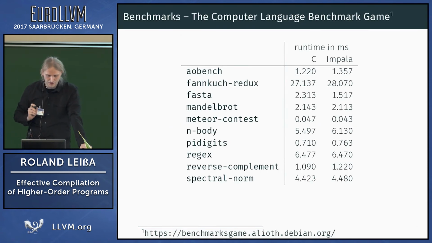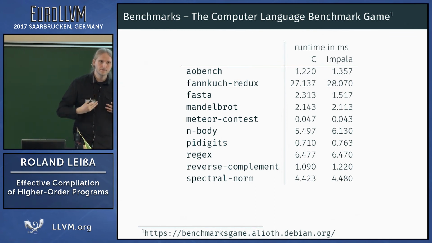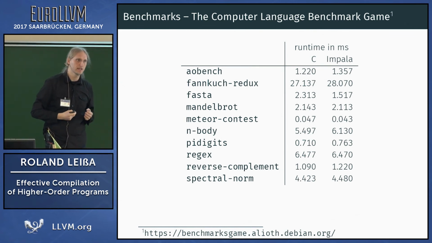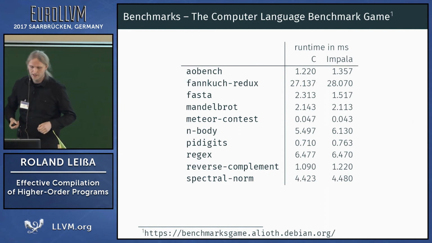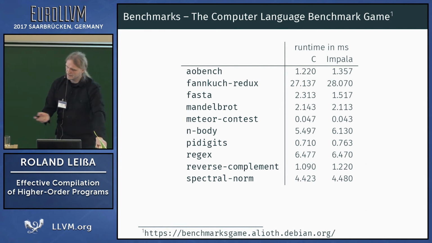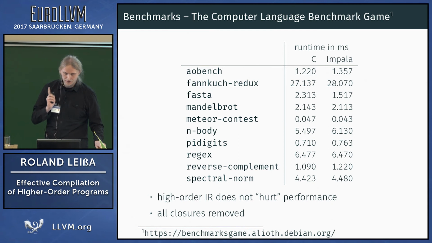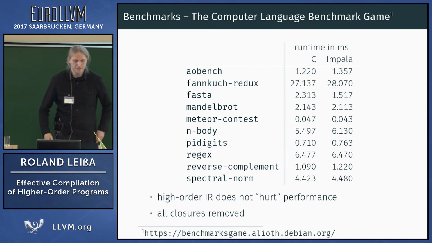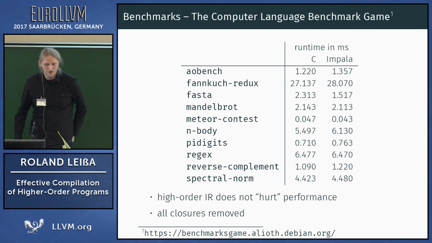Another thing we have done in order to compare our technique of compilation with a more traditional approach is we've re-implemented a bunch of benchmarks from the computer language benchmark game in Impala and compared the runtime to the original C version. And you can see that pretty much it's more or less the same. There are some peaks on the left or the right-hand side, but I think it's fair to say that it's more or less the same. So the takeaway from these numbers and from these slides is that it doesn't hurt to have a higher order representation.